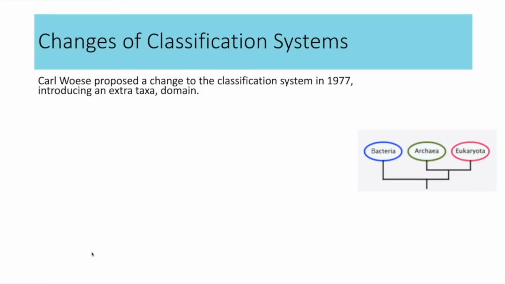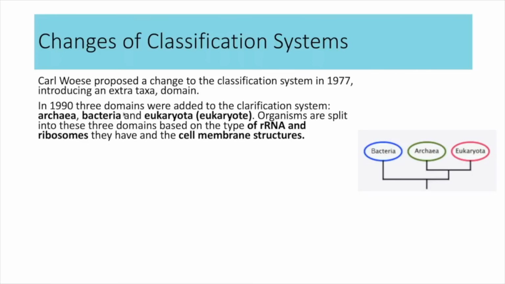Now, due to these advances in how we classify, Carl Voss proposed a change to the classification system in 1977, and he actually introduced an extra taxa above kingdom, which is domain. And in the 1990s, three domains were added to the classification system. We then had the domains archaea, bacteria, and eukaryota. And organisms are split into those three domains based on the type of RNA and ribosomes they have and the cell membrane structures they have.